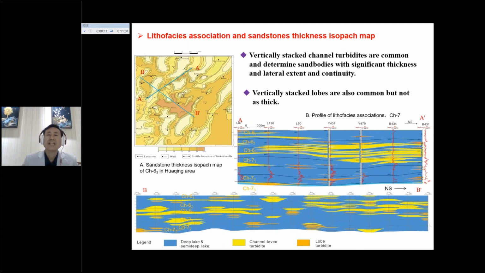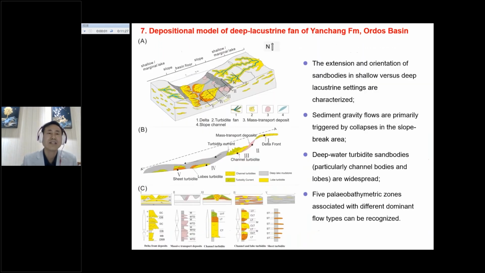From the lithofacies association and sandstone thickness isopach map, we can find this profile mainly composed of vertically stacked channel turbidites and lobes. Channel turbidites are common, with significant thickness and lateral extent, and lobes are not as extensive.